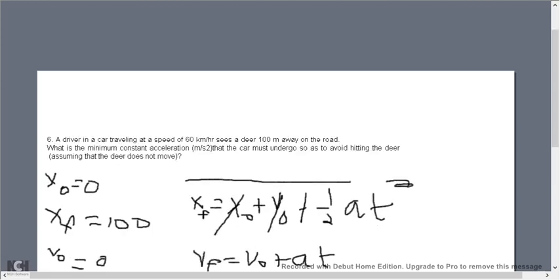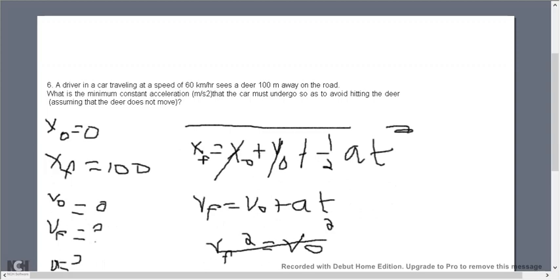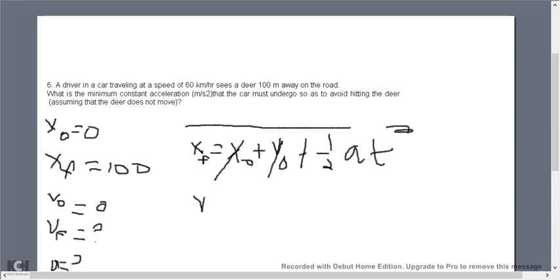Ew, totally misread the problem. Back the bus up. Alright, we're clearing everything out. Oops, went the wrong way.